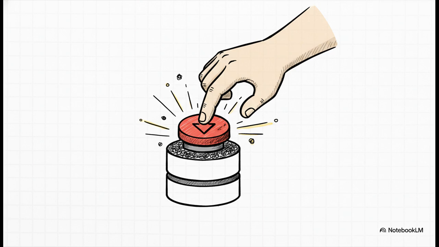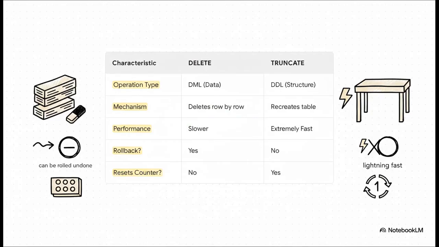Truncate, on the other hand, is not a scalpel. It is a giant, irreversible reset button. Its one and only job is to completely and instantly wipe every single piece of data from a table. There's no picking and choosing. It's all or nothing. So let's look at the differences, because they are critical.